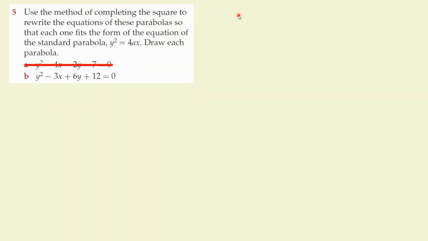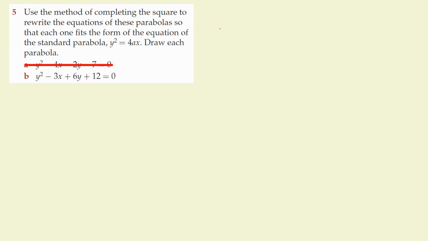So question 5 now, I'm going to have a look at part B. All of question 5 is about using completing the square to rewrite the equations so they look like the usual form of the parabola, y squared equals 4ax, and then drawing the parabola. So we've got to get it into the standard form first, and then we're going to draw it. Let's have a look at how we're going to do that.